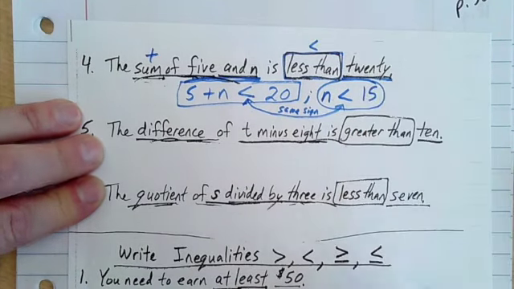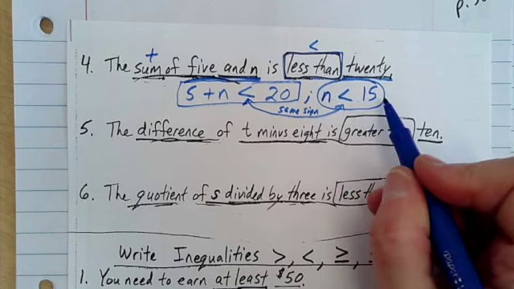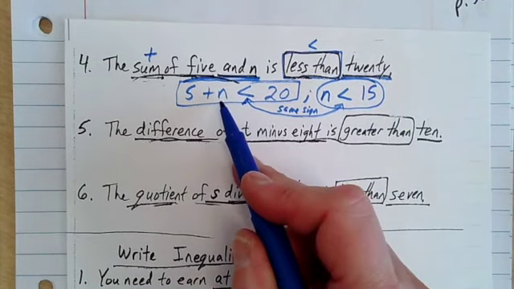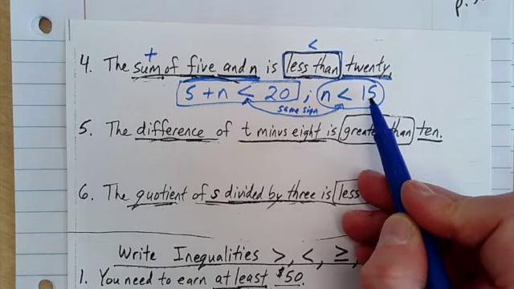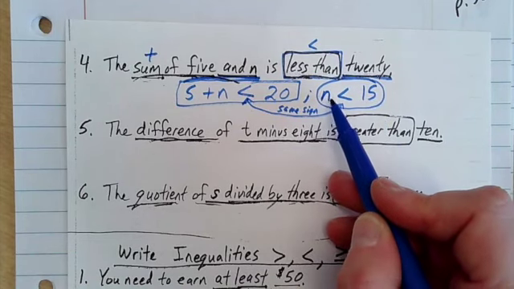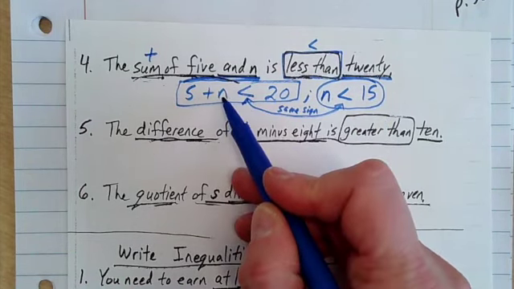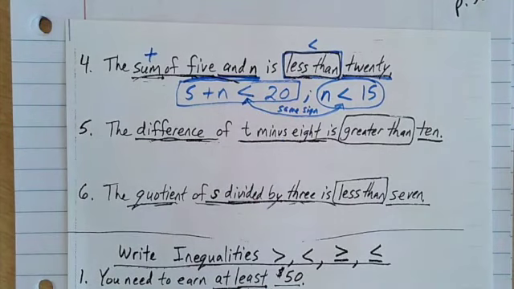Okay, so why does this work that we say n has to be less than 15? Because we know if we put exactly 15 in, we're going to get 20. If we put in a number here for n that's less than 15, for example 10, then 5 plus 10 is 15, and that answer 15 would make this true. 15 would be less than 20.